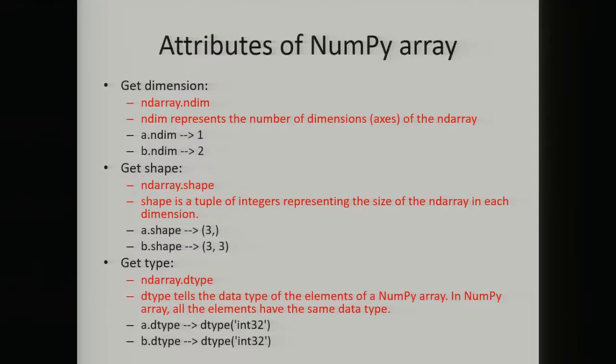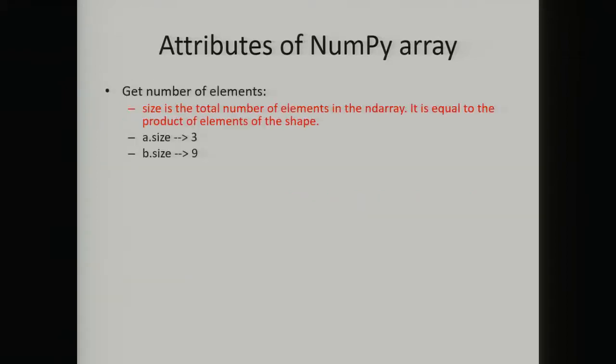So these are 3 attributes, that is ndim, shape, and dtype. First one gives me the dimension, second one gives me the shape in each dimension, and the dtype gives me the data type of each element of the array. The other attributes are size. Okay, size is the total number of elements in the ND array. It is equal to the product of the elements of its shape, obviously.